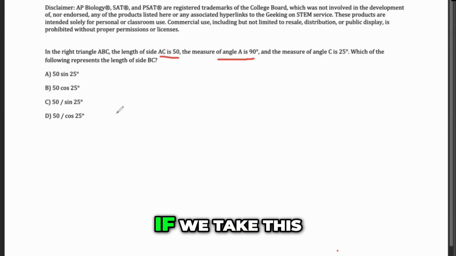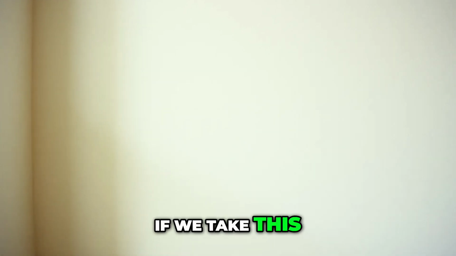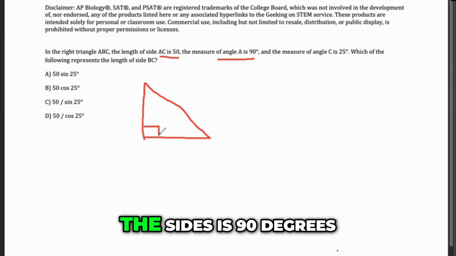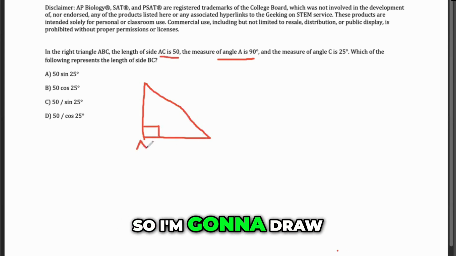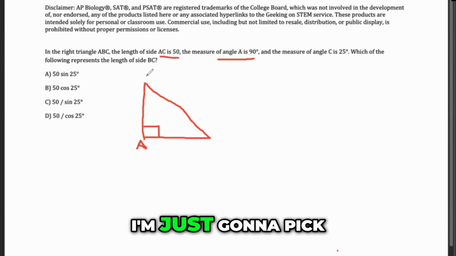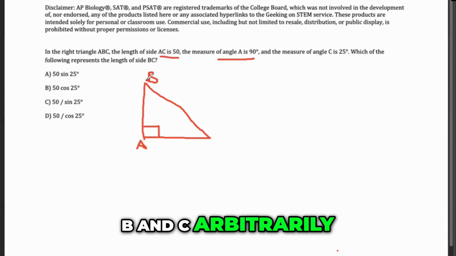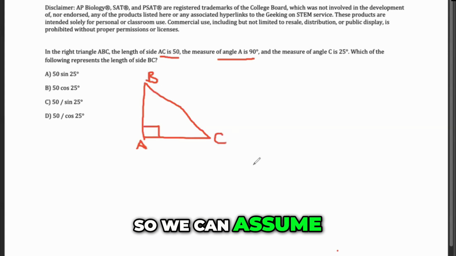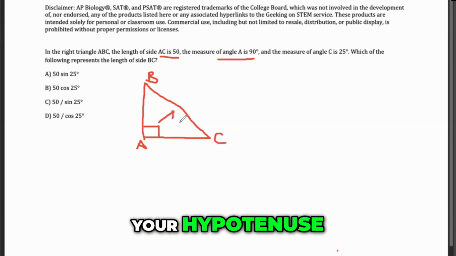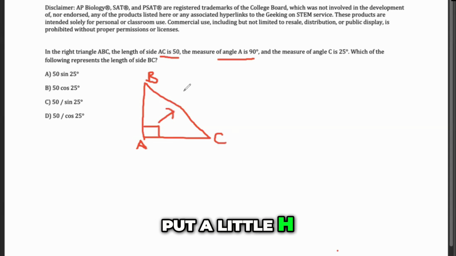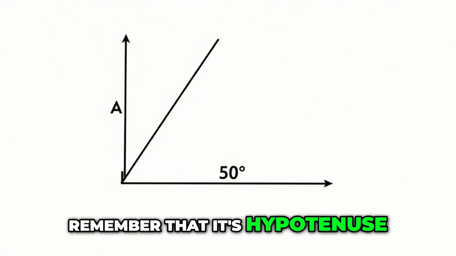So we know that if we take this right triangle here, they told us that one of the angles is 90 degrees, which happens to be angle A. So I'm going to draw a little A here. I'm just going to pick B and C arbitrarily. So we can assume some things here. Opposite the 90 degrees is going to be your hypotenuse. So I'm just going to put a little h here so we remember that it's the hypotenuse.